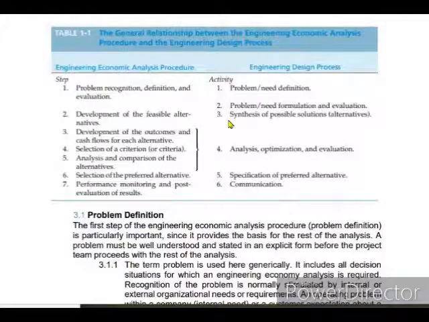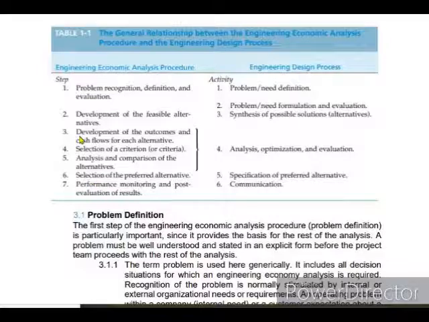Okay, the alternatives is present there. Okay, so number 3 to 5, development of the outcomes and cash flows for each alternative. This is now the estimating of the expenses. Next, selection of criterion or criteria. Then 5, analysis and comparison of the alternatives. So after getting all the expenses and the criteria, we will now analyze in step 5.